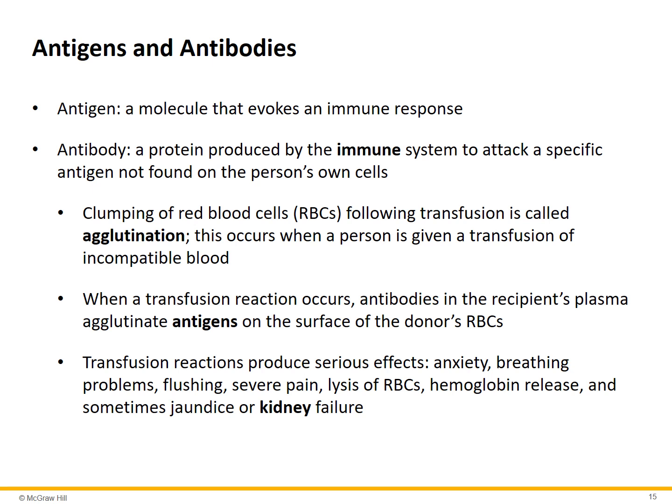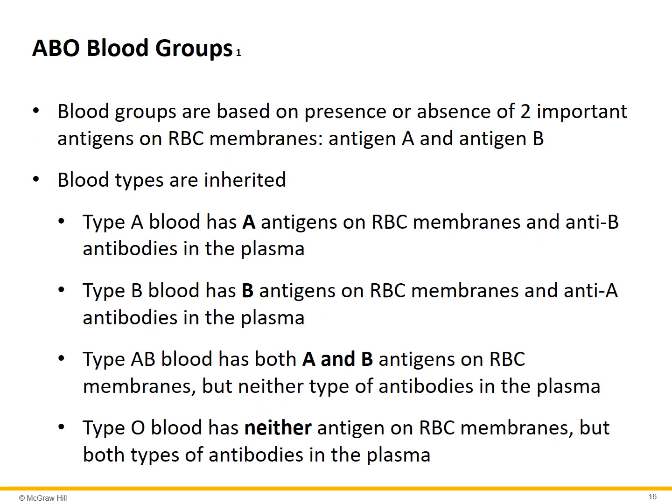Okay, let me just go back up to the next statement. When you get a transfusion, the antibodies in you, the recipient's plasma, are going to agglutinate foreign antigens on the surface of the donor's red blood cells. All right, so the ABO blood groups are based on the presence of two of these. These are the important antigens in giving blood transfusions, and they're found on red blood cells.